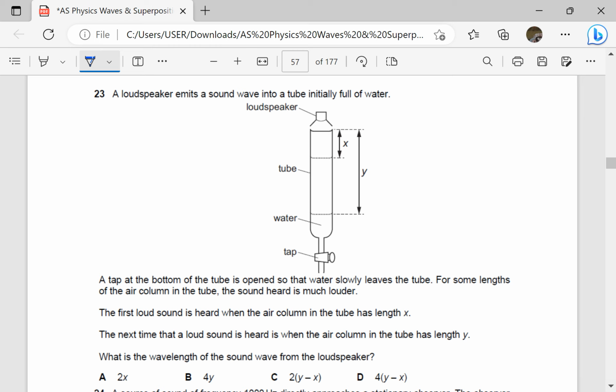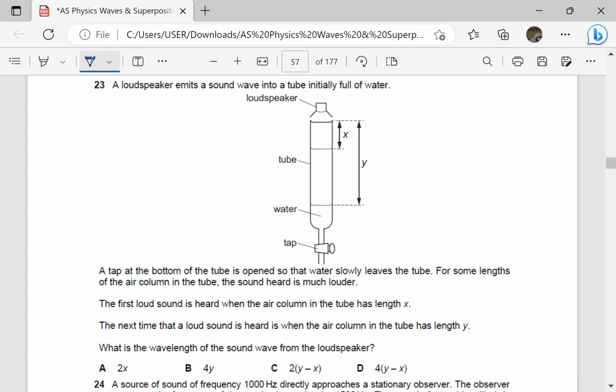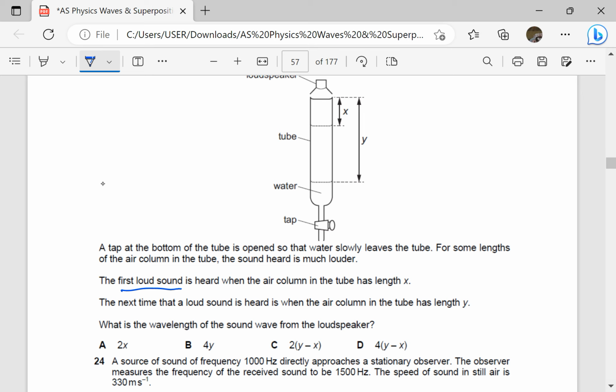A loudspeaker emits a sound wave into a tube initially full of water. A tap at the bottom of the tube is opened so that the water slowly leaves the tube. For some lengths of the air column in the tube, the sound heard is much louder. The first loud sound is heard when the air column in the tube has length x. The next loud sound is heard when the air column has length y. What is the wavelength of the sound from the loudspeaker?